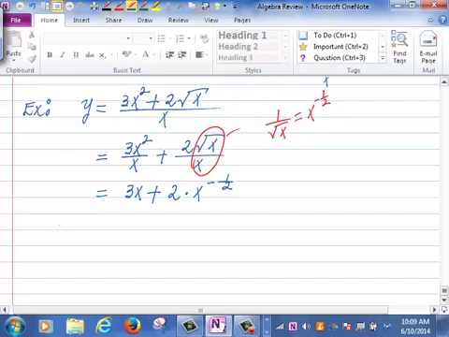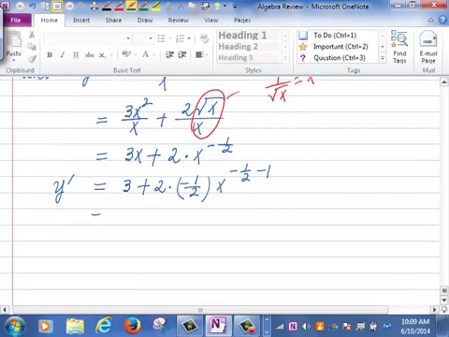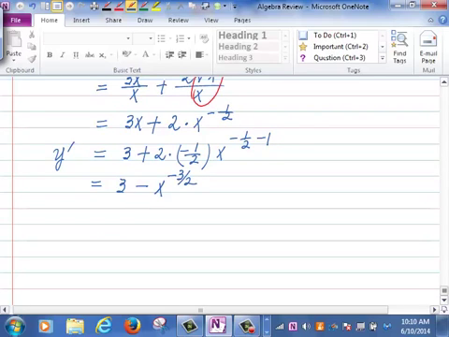Alright, so now I can take the derivative. y prime would be 3 plus 2 times, I apply the power rule, so it will be negative half x to the negative half minus 1, and this is what, 3 minus 2 cancels out, x to the negative 3 half. Okay, so that's the derivative in that case. Any questions on that?